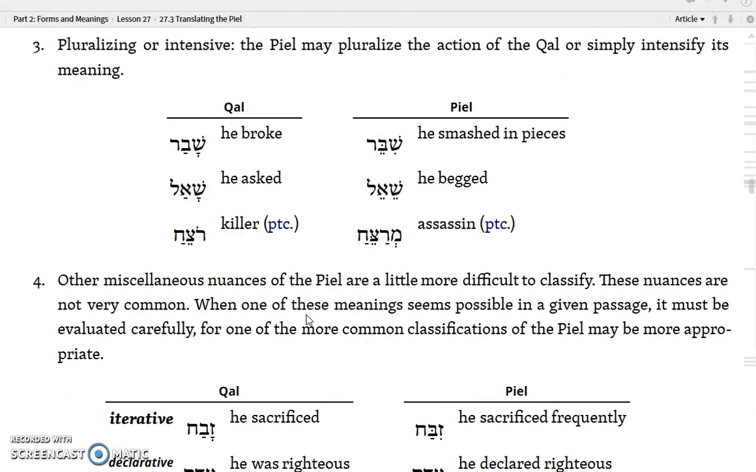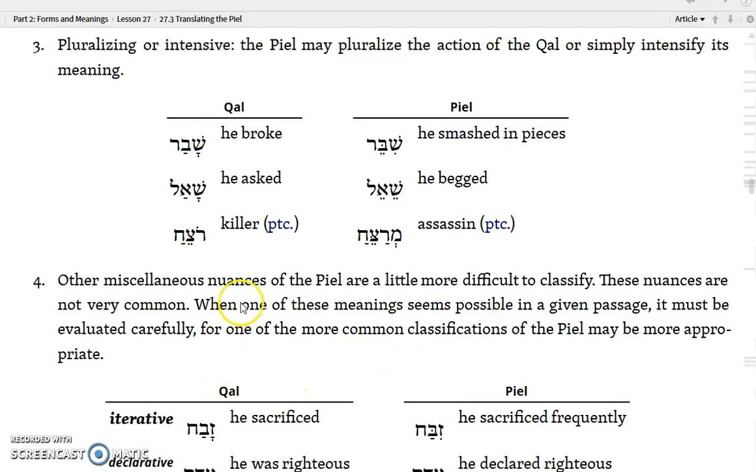With active verbs especially, what the Piel does is multiply the action, pluralize the action of the Qal. This is sometimes called the intensive meaning, but I think pluralizing is a better way of describing it, or multiplying is better than intensifying. So, for example, you have the verb to kill, katal. You make it Piel. Kittel doesn't mean that you killed intensively, but it means that you killed repeatedly. You killed again and again and again.